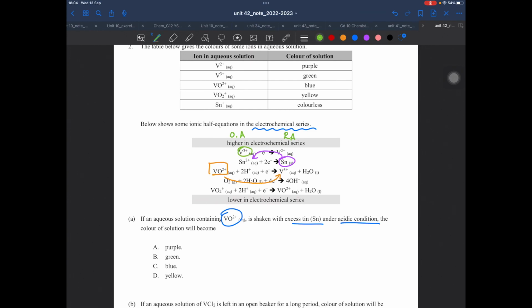So my question is, is there further reaction between V3 plus and tin? The answer is no, because you can see the green one, it is not possible for V3 plus to have an anti-clockwise relationship with the tin, right? If they had an anti-clockwise relationship, then something would look like this. Surely this is not possible, right? So the reaction stopped at V3 plus. So let's double check. V3 plus is green. So here is our answer.